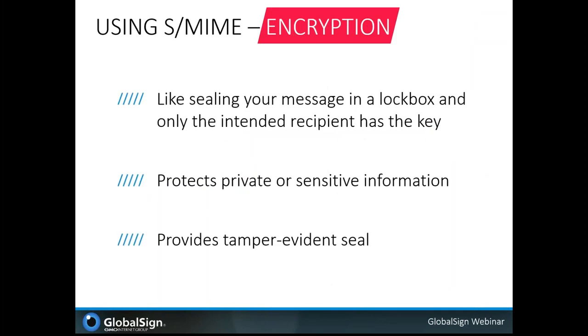Encrypting an email is like sealing your message in a lockbox, and only the intended recipient has the key. Anyone who intercepts the message, either in transit or where it's stored on the server, will not be able to view the contents. The reason only the intended recipient can access the email is because it is encrypted using their public key. In order to decrypt the contents, you need the corresponding private key, which only they have.